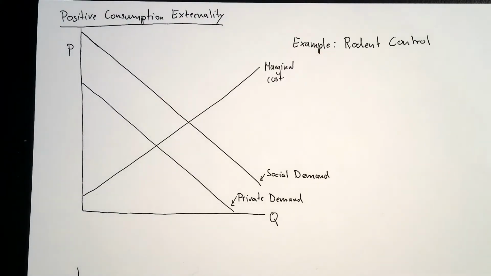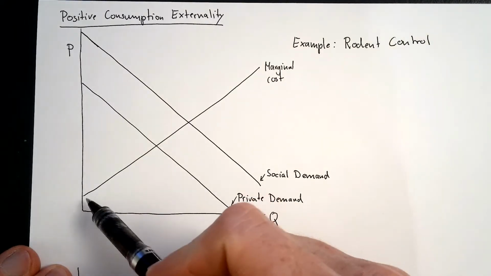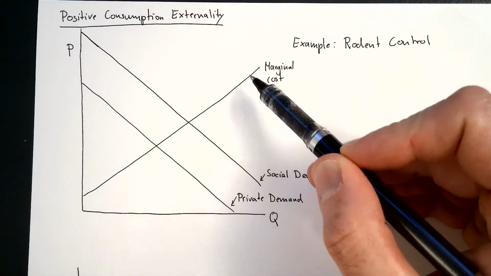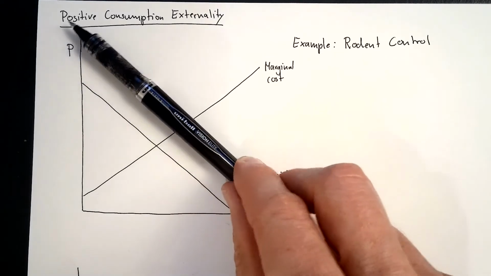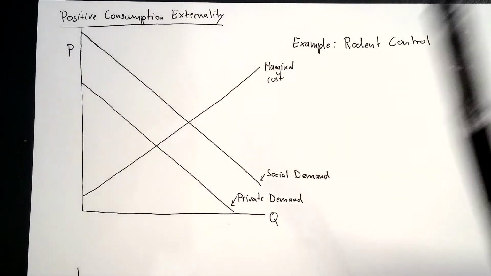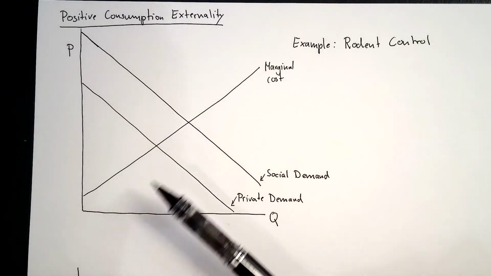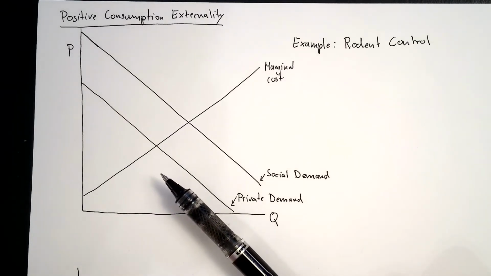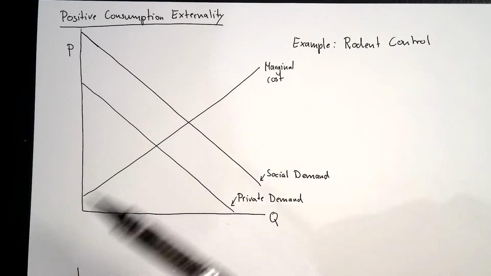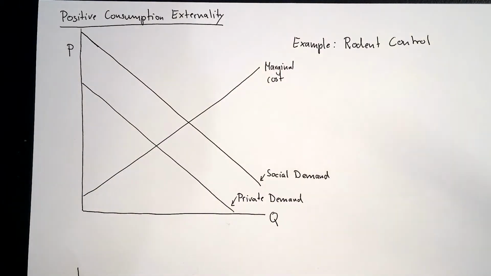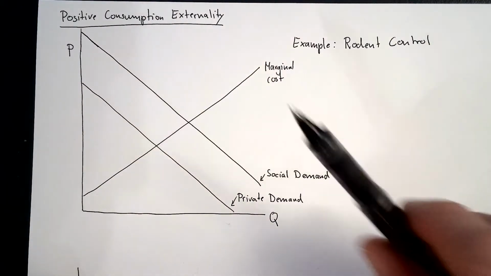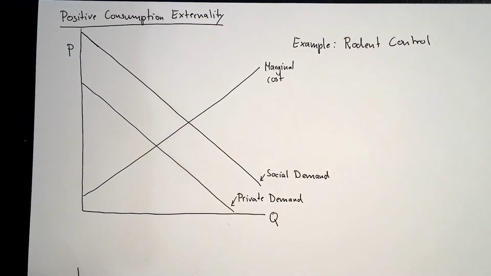Now let us have a look at a positive consumption externality. In this case, let us consider rodent control. Here we have a marginal cost function, the private demand for rodent control, and the social demand for rodent control. As mentioned before, if I take care of rodents in my house, then I generate a positive externality to my neighbors, because there are going to be fewer rodents and also fewer problems for my neighbors. So that is what the social demand here represents.